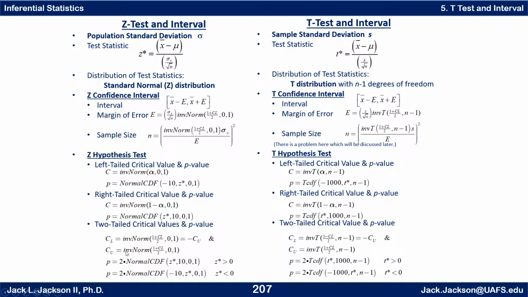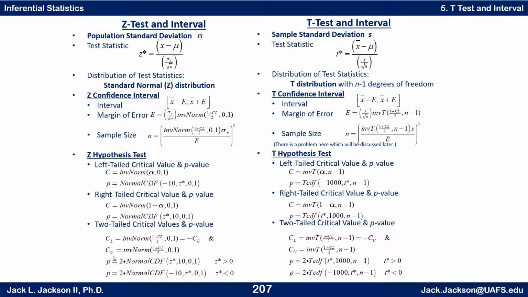And the two-tailed critical values, you have two of them. We have a lower one and an upper one. The lower critical value is inverse norm of 1 plus, actually that's a typo, let me fix that. Okay, now it's fixed. That's the inverse norm of 1 minus the confidence level over 2. That gives us alpha over 2 to the left. And that will be standard normal.